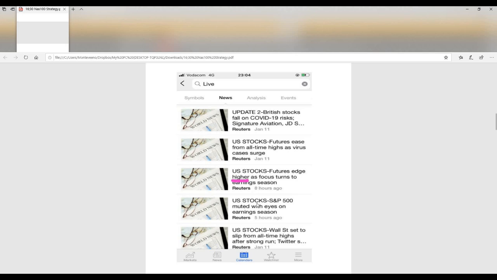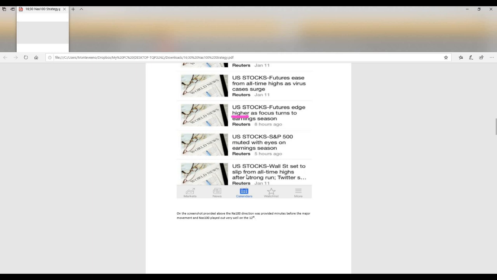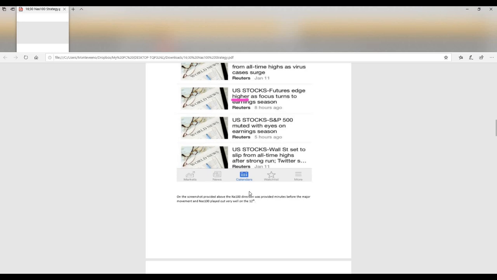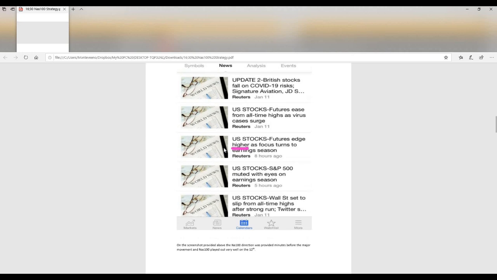Then we have "US stocks S&P 500 muted with eyes on earnings season." That one we don't need. "Wall Street sets to slip from all-time highs after strong run." On the screenshot provided above, the Nasdaq 100 direction was provided minutes before the major movement, and Nasdaq 100 played out well on the 12th. Let's look at the date. Eight hours ago, we can see that was January the 11th that the signal was given. This is the 12th of January.